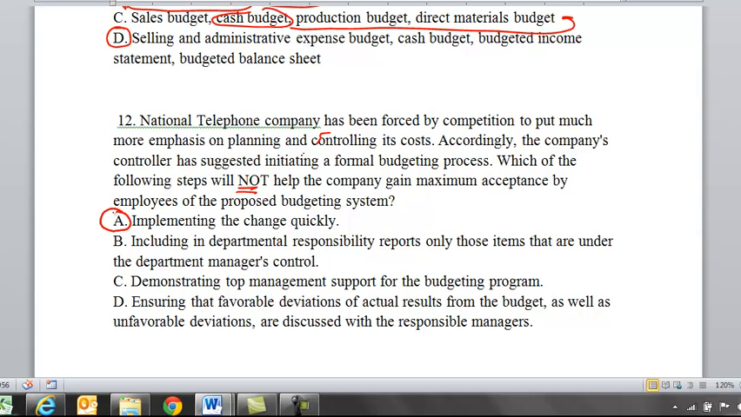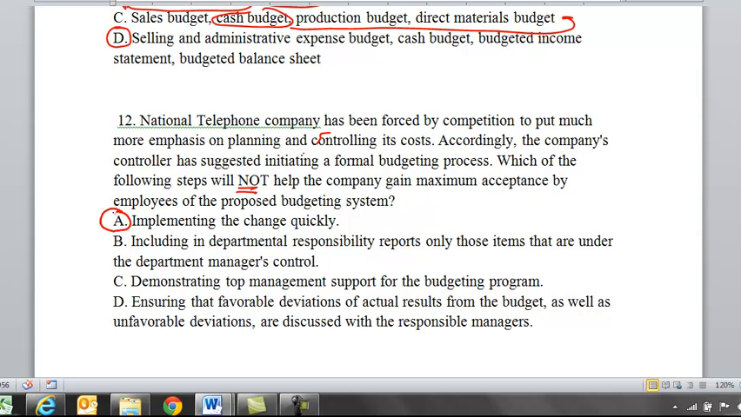B, including in departmental responsibility reports only those items that are under the department manager's control. And that's really important, because I don't want to hold somebody accountable for costs that they can't control, because you don't get the buy-in, and it definitely does not help motivation. So that definitely would be one that helps gain maximum acceptance. C, demonstrating top management support. Well, that's going to gain acceptance. And D, ensuring that favorable deviations of actual results from the budget as well as unfavorable deviations are discussed with the responsible managers. So again, we're going to hold the managers accountable and responsible for costs that they can control. You're going to be discussing with them both the favorable and unfavorable deviations. So that definitely is another way to gain maximum acceptance.